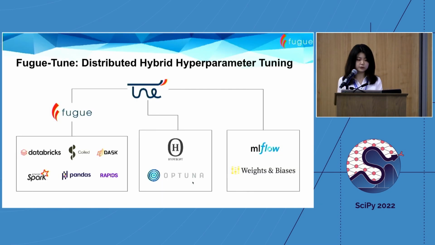A quick intro to the Fugue-tune library before we start, as we're going to do a lot of demos using it today. Tune is an abstraction layer of general hyperparameter tuning. It has integrated popular hyperparameter tuning frameworks such as Optuna and HyperOpt. It has also integrated machine learning lifecycle management frameworks such as MLflow and Weights and Biases. And in addition to that, Tune is built on Fugue, so it can seamlessly run on any backend supported by Fugue, such as Spark, Dask, and Local. And both Tune and Fugue are open sourced.